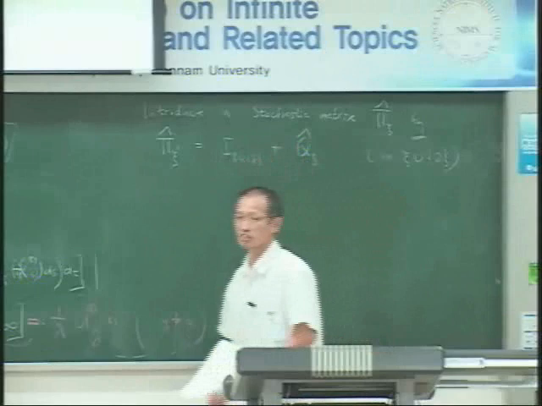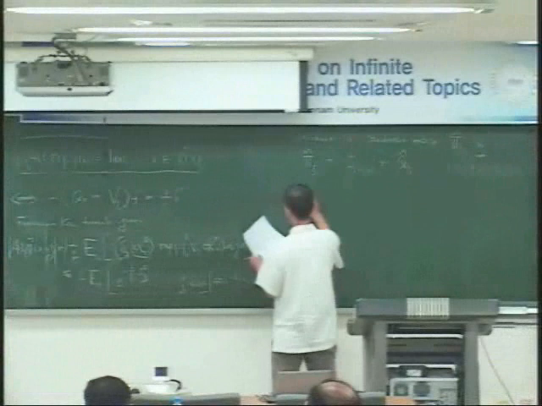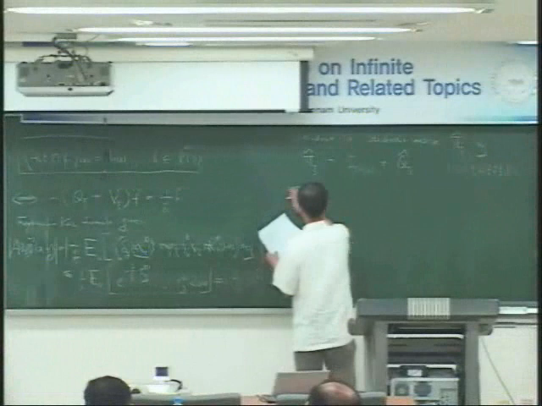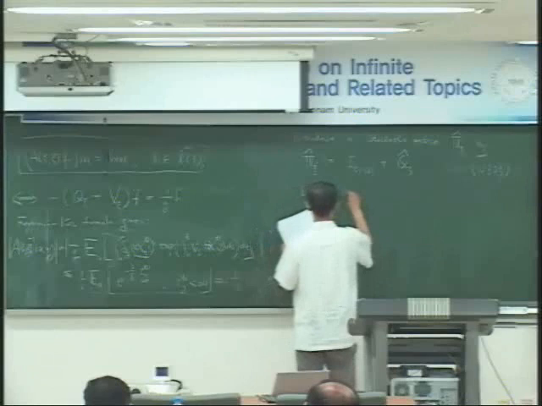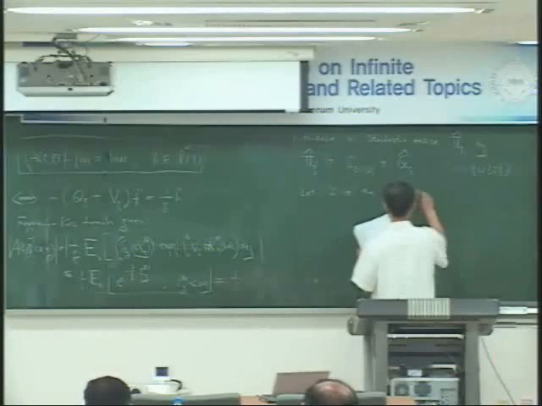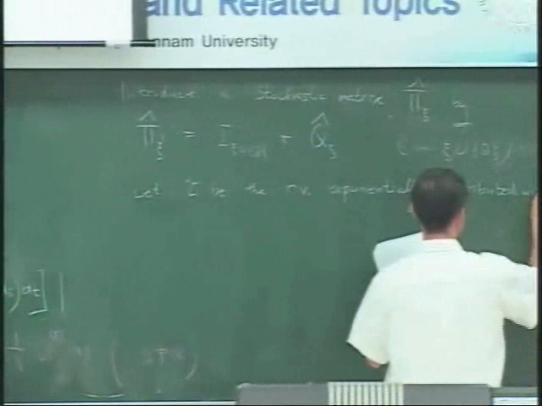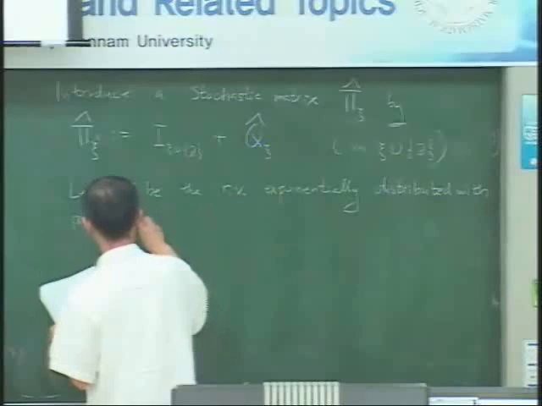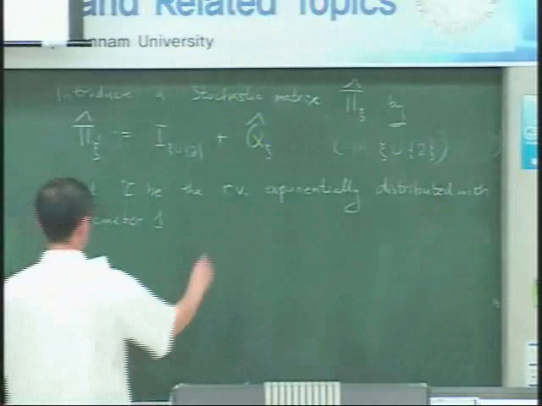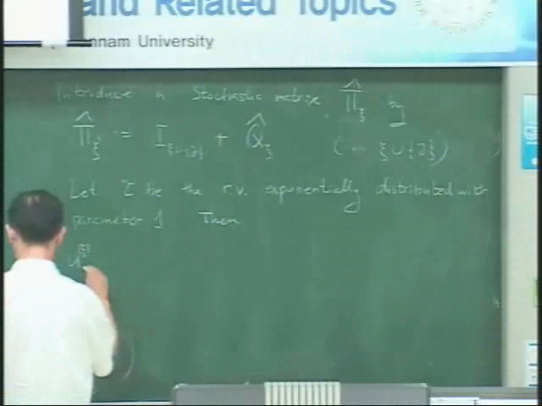Okay. Then, by using this stochastic matrix, we can repeat this one. And then we obtain the following. At tau b, the random variable, which is exponentially distributed with parameter 1, then we get this function. Okay, this is u of y, y different from x, is the following.